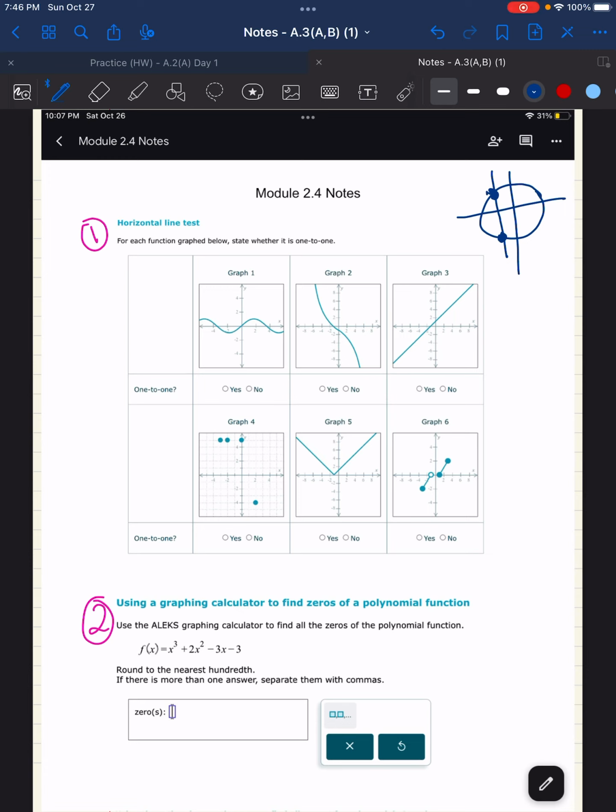So we're going to do that same concept, but now we're going to go horizontally. Horizontally means straight across. So in this case, this is not one-to-one. It's hitting in multiple places. So this is not one-to-one. If I go horizontally here, this is one-to-one. If I go horizontally here, one-to-one. Here, not one-to-one because it hits there, there, and there. Not one-to-one.